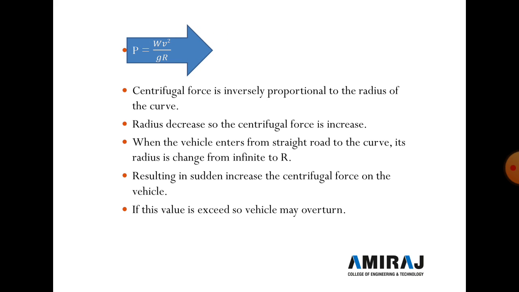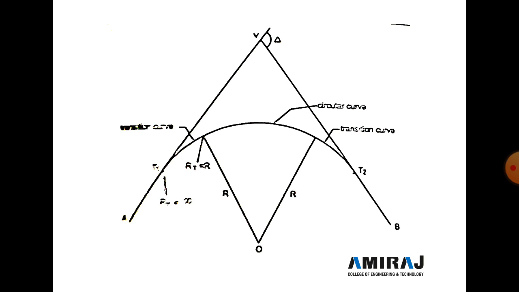Centrifugal force is inversely proportional to the radius of the curve, so as the radius decreases, the centrifugal force increases. This means if the curve is very sharp, the centrifugal force is maximum. When the vehicle enters from a straight road to the curve, the radius changes from infinity to R, resulting in a sudden increase in the centrifugal force of the vehicle, and if this value is exceeded, the vehicle may overturn. It's simple logic, and here the figure is given.